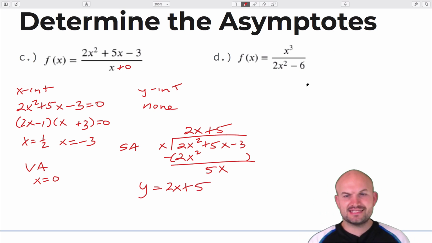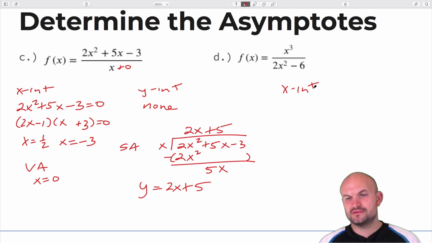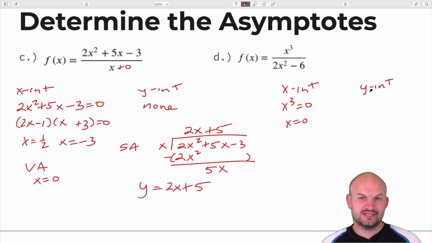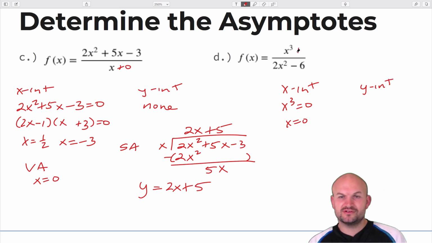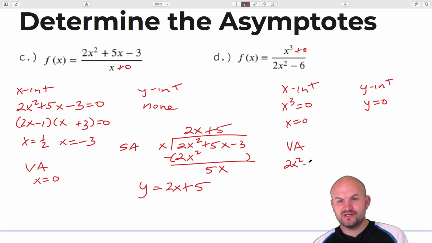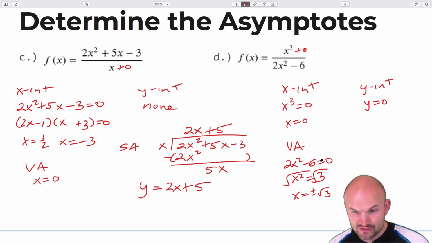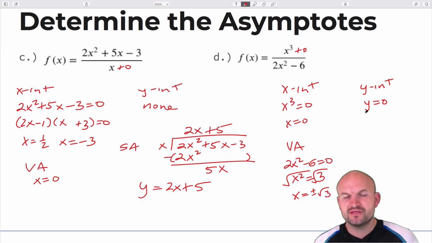All right, last but not least, x-intercept, numerator equal to 0, x equals 0. Y-intercept, constant over constant. So this is, again, going to be 0 over negative 6. That's y equals 0. Vertical asymptote, let's go ahead and set that equal to 0. Add the 6, divide by 3. So x squared equals positive 3. Square root, x equals plus or minus the square root of 3. So you're going to have some irrational vertical asymptotes, which is perfectly fine.